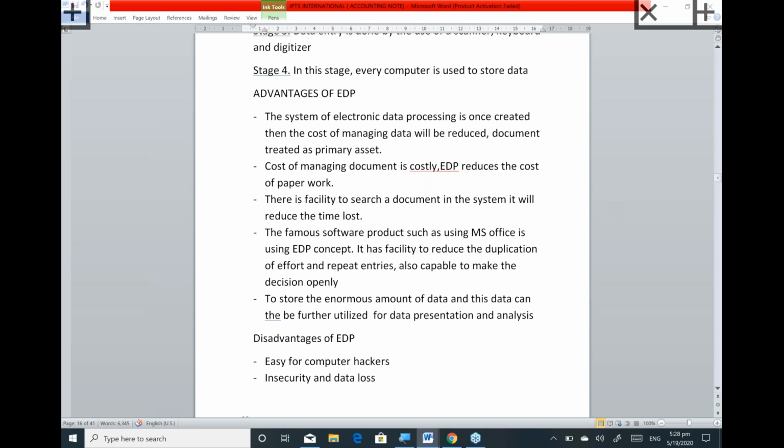Then look at the disadvantages. It is very easy for computer hackers. People can hack into your computer if they get your password, and that's why you need a very strong password for your computer. Then 2, insecurity and data loss.